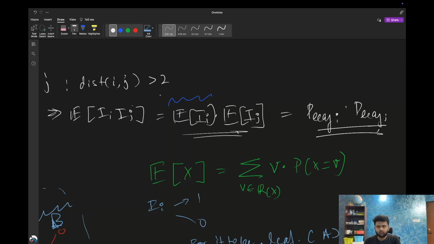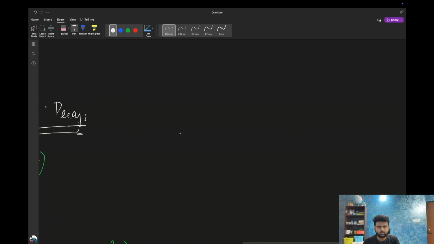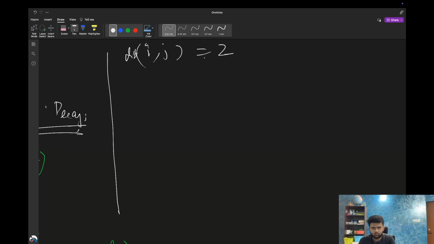So we've dealt with the case when they have a distance greater than 2. Now for the distance equal to 2. So when I and J have a distance equal to 2, you have vertex I, and you have some vertex K that they both neighbor. Since it's a tree, there will be exactly one such vertex.